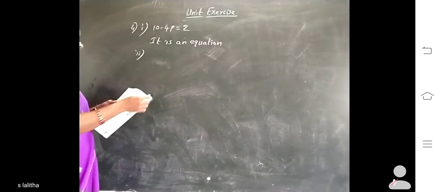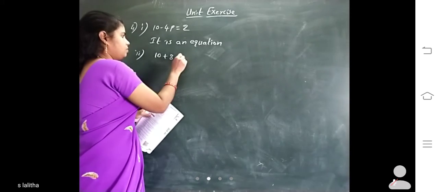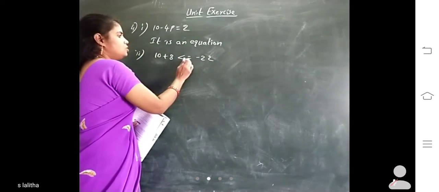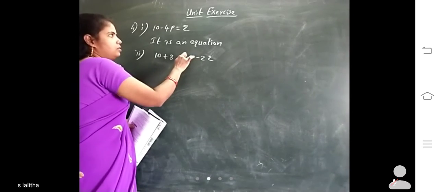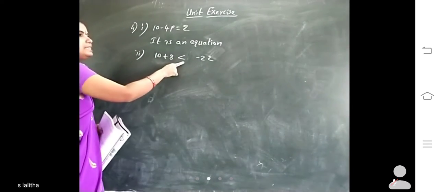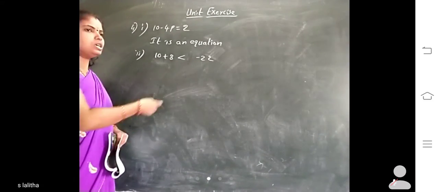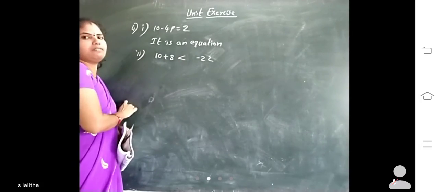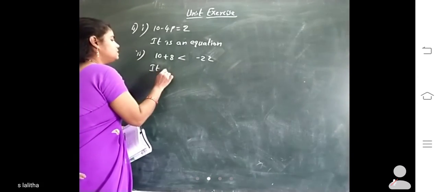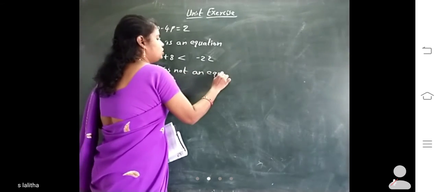Next is 8 less than minus 22 given. So here equal to is not there. Printing mistake, I think. 10 plus 8 is less than minus 22. Is it an equation, children? Why? Because in here, less than symbol is given, not equal to symbol. So it is not an equation.